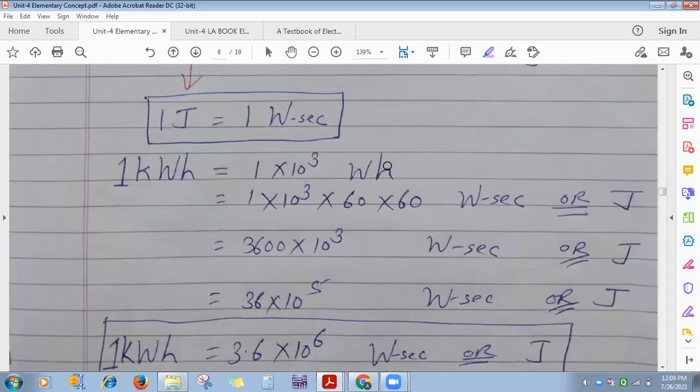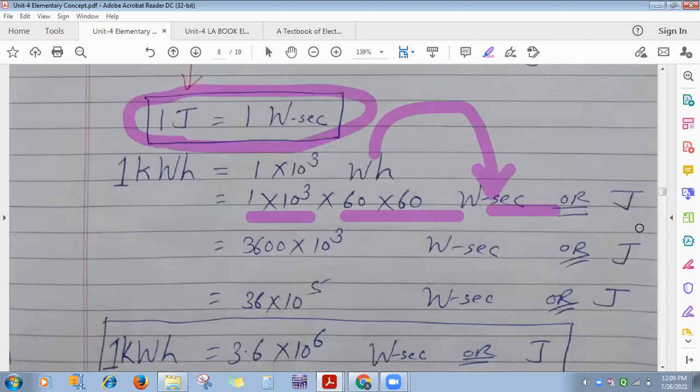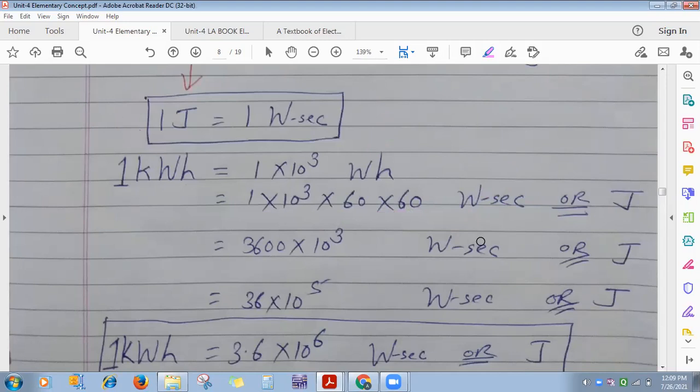Now hour, you can convert hour into second. How? 1 hour is equal to 60 minutes and 1 minute is equal to 60 seconds. Means 1 hour I want to convert to second, so I will multiply it by 60 into 60, isn't it? So that will be in second. So this one is 1 into 10 to the power 3 into 60 into 60. Then we can say it will be watt second. And 1 watt second is 1 joule. So you can use either watt second or joule, isn't it?